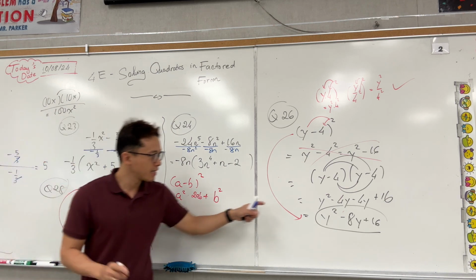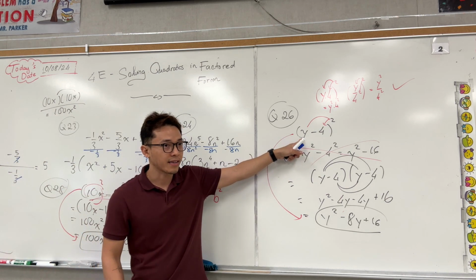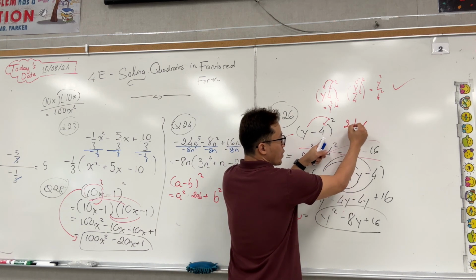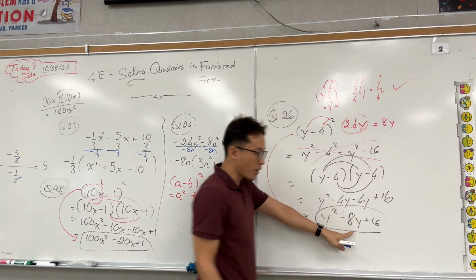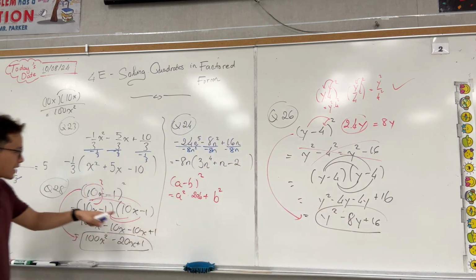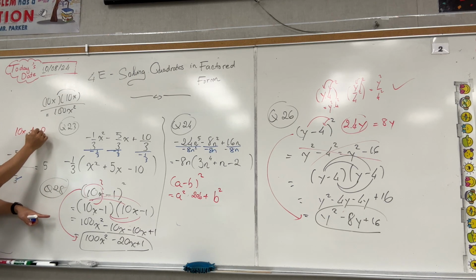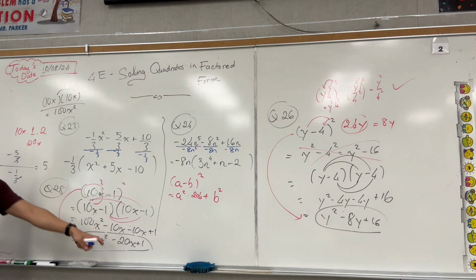Let's check. What is A here? Y. What is B here? 4. Times 2, 2AB, 8Y. Is it 8Y? Yeah, that's right. Now let's check over here. What is A? 10x. What is B? 1, times 2. We got 2AB, so 20x. Does it match? Yes. So 2AB is correct.